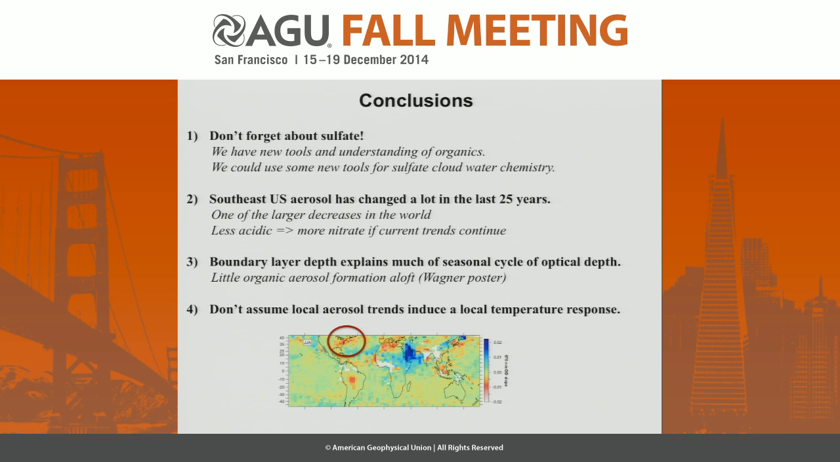The boundary layer depth explains much of the seasonal cycle in optical depth. There's a poster by Nick Wagner right now, unfortunately, about organic aerosol formation aloft. And in my opinion, don't assume that local temperature trends induce a local temperature response. Think more about global patterns of temperature response. Thank you.